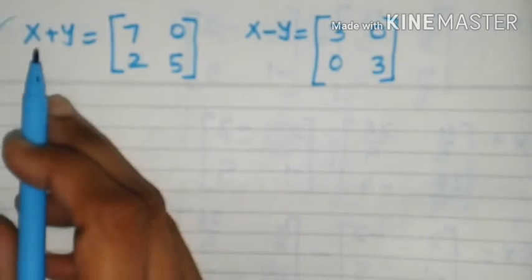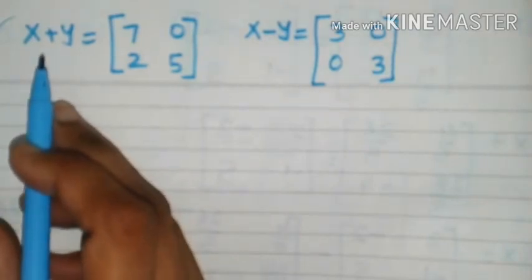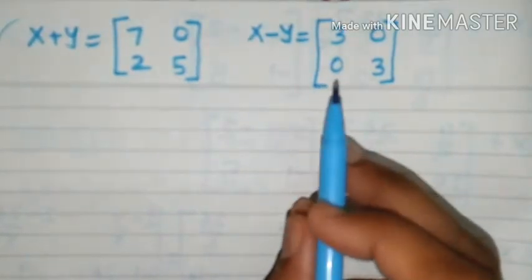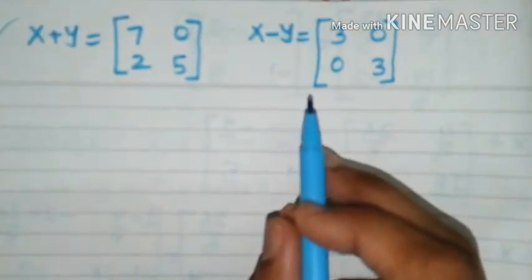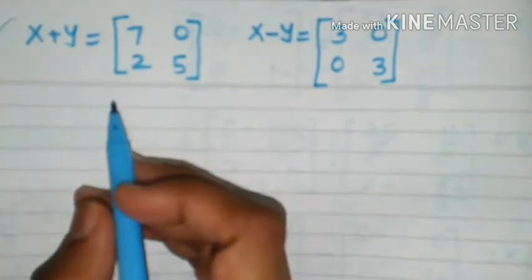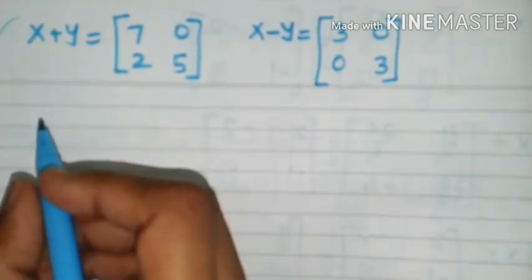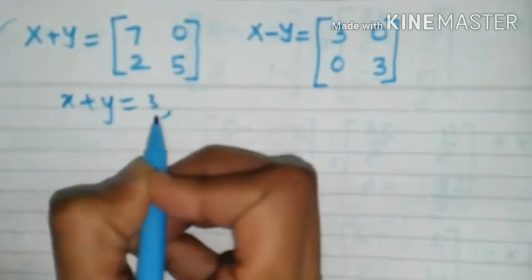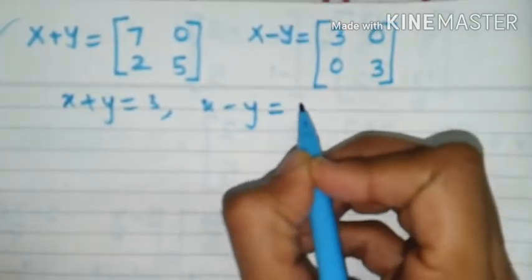We are given that X and Y are two matrices such that X plus Y is this matrix and X minus Y is this matrix. We have to find the value of X and Y. So if you observe, these are nothing but simultaneous equations. So it is very similar to these equations. Suppose I take x plus y as 3 and x minus y as 2.